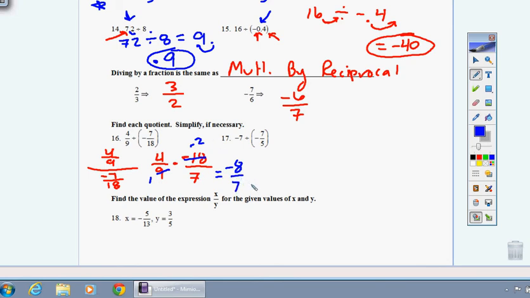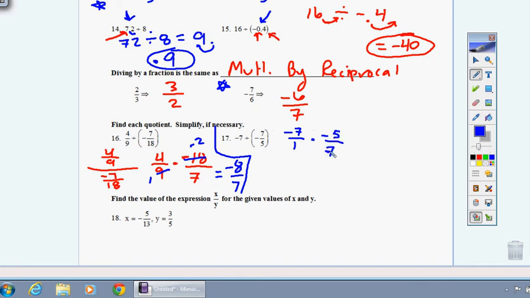Answer is negative 8 over 7. Okay? Alright, I can do the same thing in number 17, negative 7 divided by negative 7 over 5. Well, let's rewrite that negative 7 as negative 7 over 1. So I have negative 7 over 1, and remember, let's look back up here, dividing by a fraction is the same as multiplying by the reciprocal. So let's multiply this by, and flip the fraction, multiplied by negative 5 over 7.